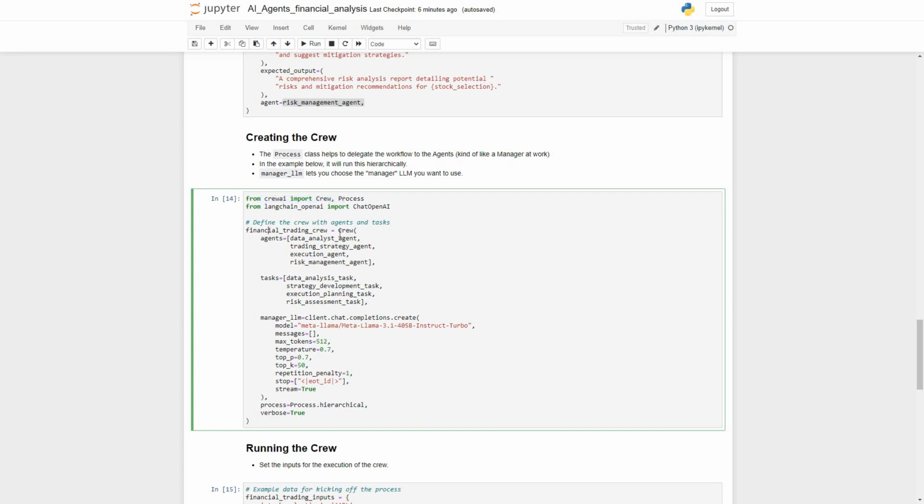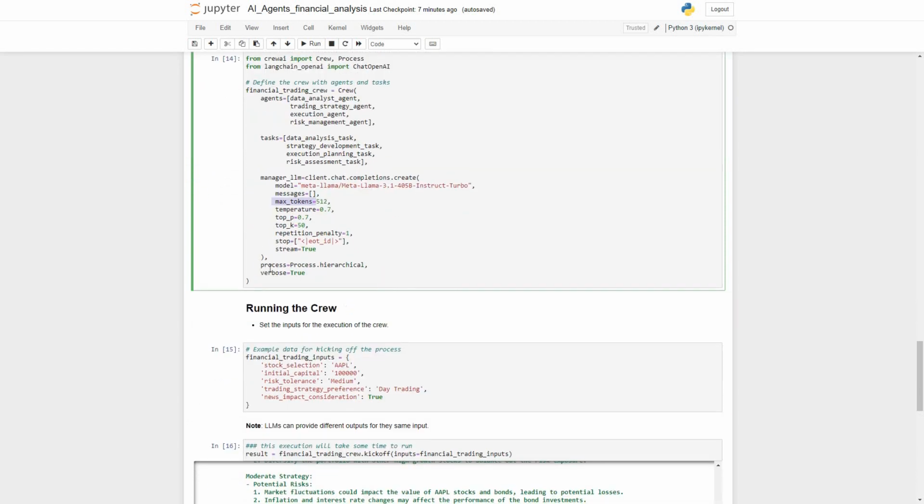So financial trading crew, so crew, the agents that we are going to pass: our data analysis agent, trading strategy agent, execution agent, and risk management agent. And the tasks are data analysis task, strategy development task, execution planning task, and risk assessment task, and the manager LLM. So here we are saying that we are going to use the Meta Llama 3.1 instruct turbo model, and the max tokens and temperature we can pass in, and the process is going to be in hierarchical order.